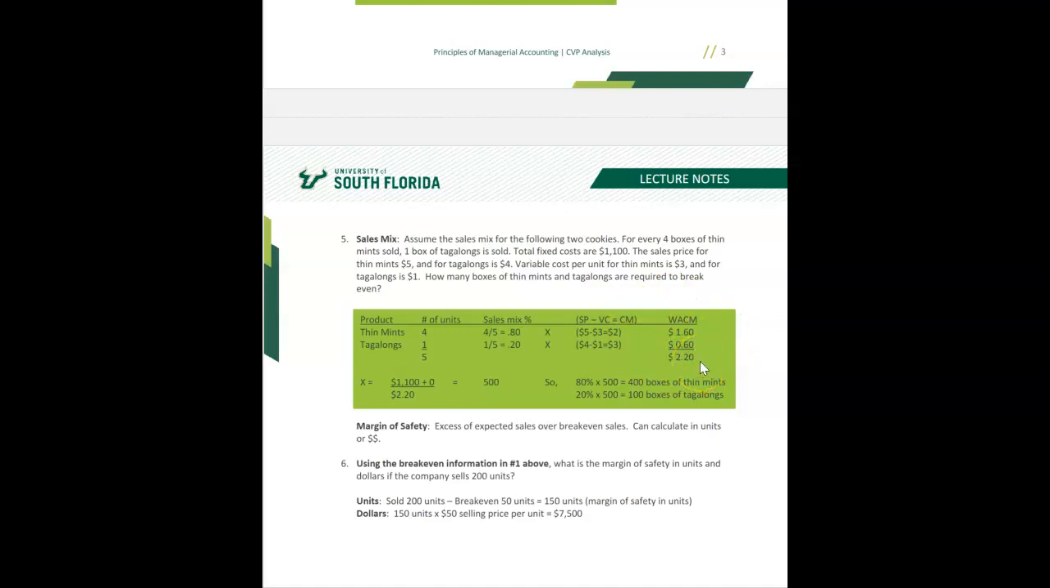Then I can take my break-even formula, because we want to know how many units are required to break even. I can take fixed costs plus no target divided by the 2.20, our weighted average contribution margin, and that gives us 500 total. So that would mean 80% of those will be Thin Mints, or 400 boxes, and 20% of the 500 will be 100 boxes of Tagalongs.